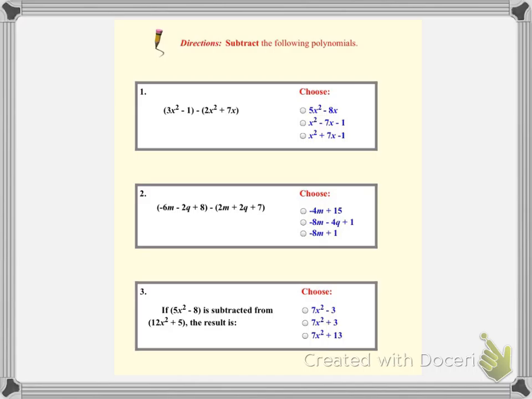Okay, so on this first example, you should have gotten the third choice. On the second example, you should have gotten the middle choice. And on the third example, you should have gotten the last choice again.